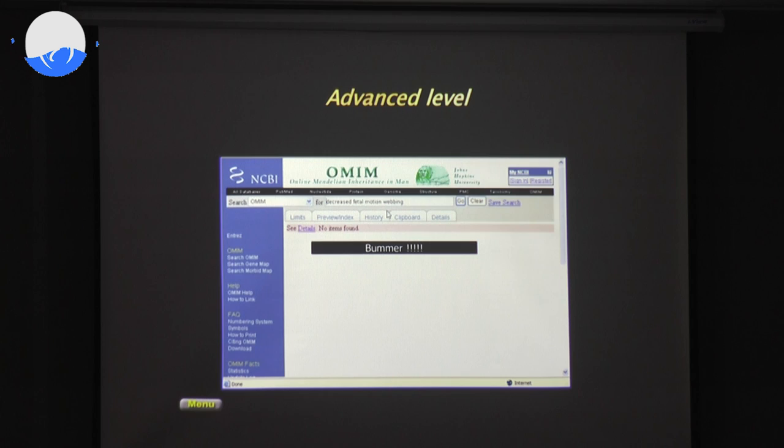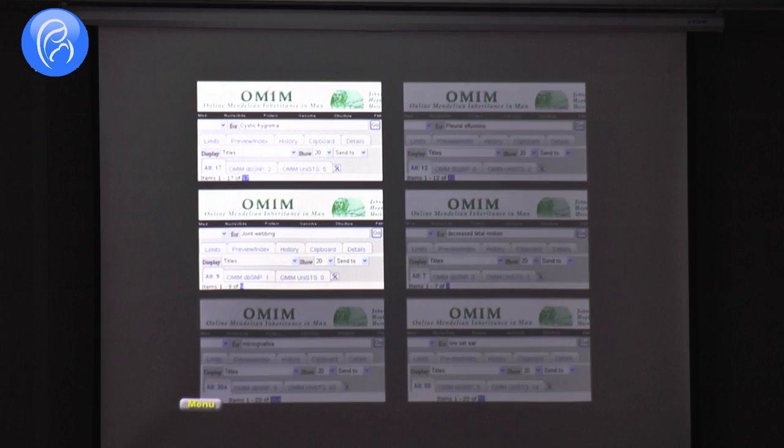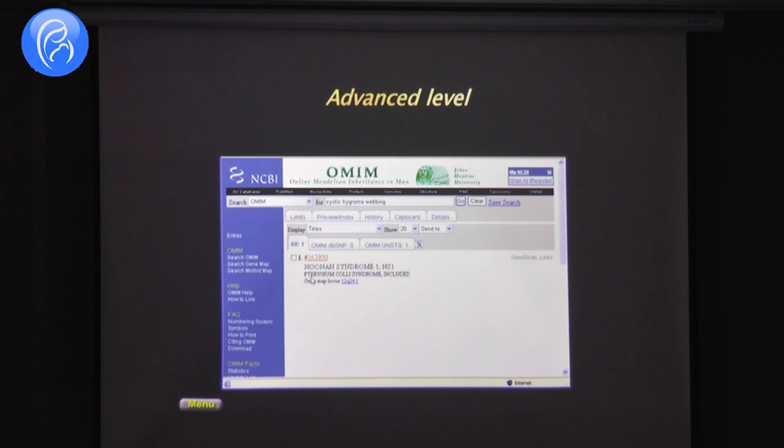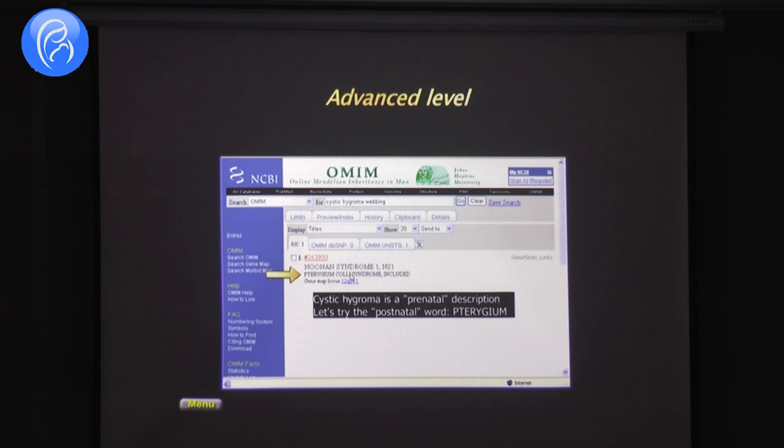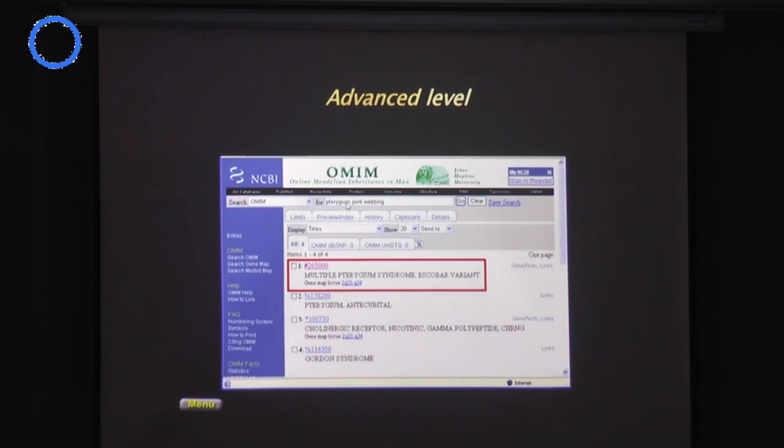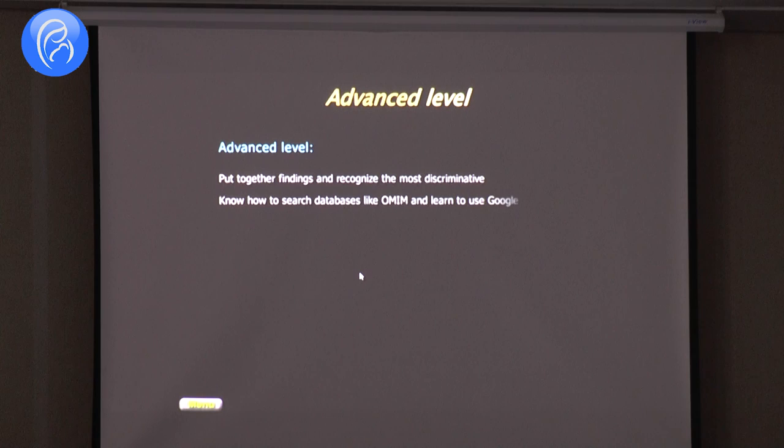So what we need to do is something different, and then we're going to try now cystic hygroma and joint webbing. And when we do that, we get Noonan syndrome and pterygium colli syndrome. Now, pterygium colli is the word that the pediatricians are using. We use cystic hygroma, but the pediatricians are using pterygium colli. So we use now pterygium and joint webbing, and now we get the multiple pterygium, the Escobar variant, which is what this baby had. You see again, searching for some keyword and trying more and more.